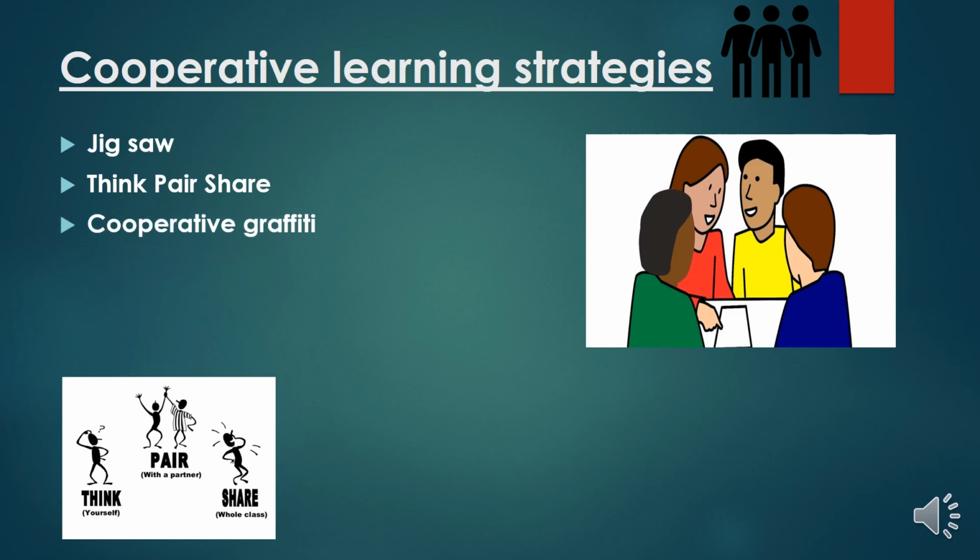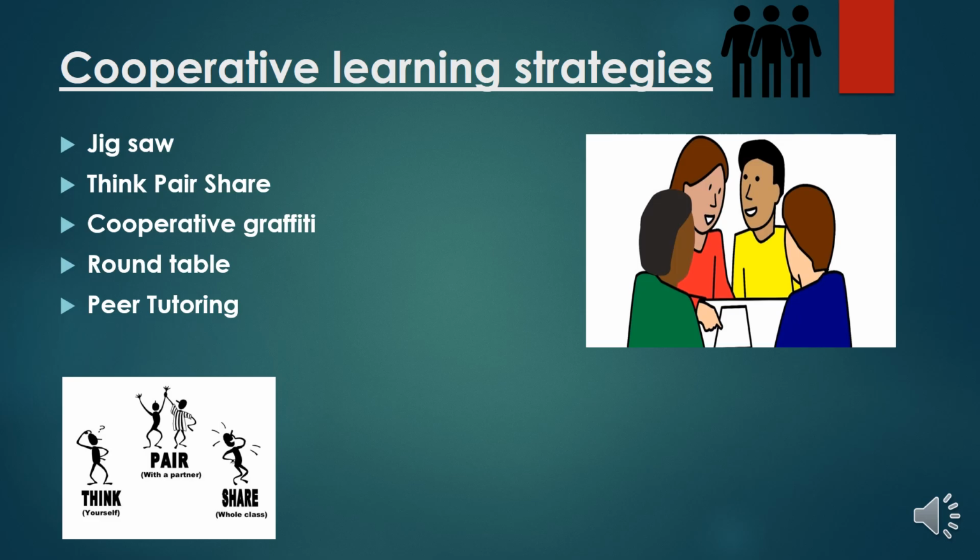Now comes the cooperative graffiti. It is that kind of strategy in which students are asked to give written responses to the questions provided by the teacher. Then comes a round table. In this strategy, students sit in a circle and one student starts by sharing an idea related to the topic, with each student adding their own ideas. This encourages cooperation, active participation, and creativity also.